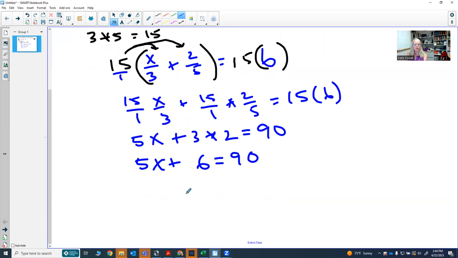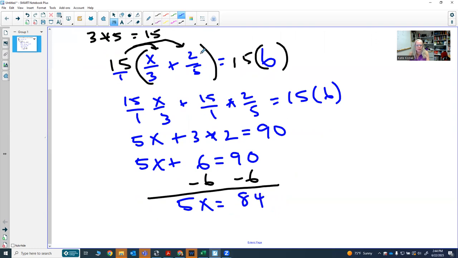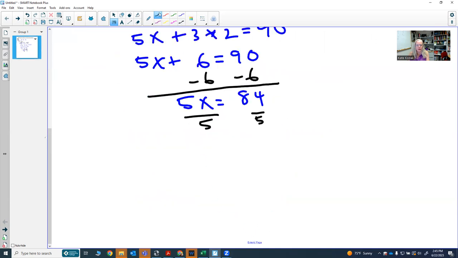Notice you have no fractions left in the equation, and you can now just solve this by first subtracting 6 from both sides. And 5x is equal to 84, and then dividing both sides by 5. And so x is equal to 84 over 5.